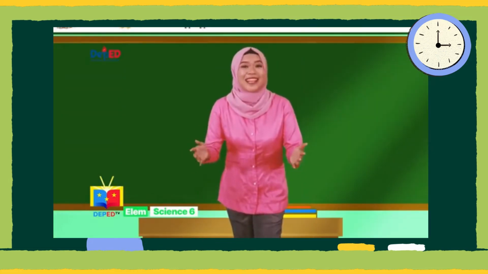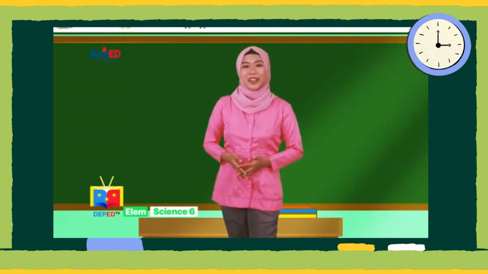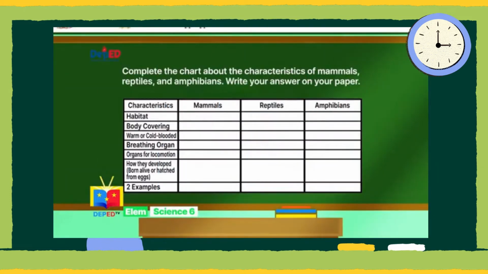Your time is up, so let's check your work. Let's start with the mammals. Very good, science-minded learners. Some mammals live in water and others on land. The body covering of mammals is hair or fur. Mammals are warm-blooded animals. Their breathing organ is their lungs. Their organs of locomotion are legs, feet, and wings.